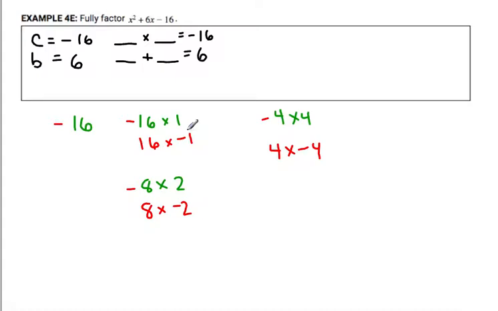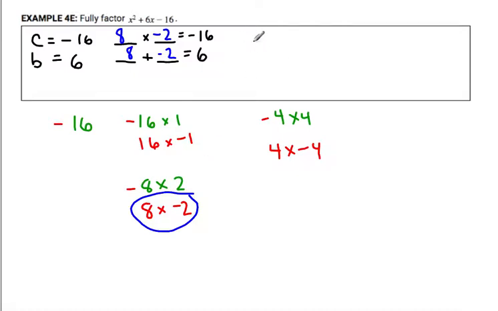So think about that. Which set here is going to add to give me positive 6? Negative 16 plus 1 gives me negative 15. That's not going to work. Positive 16 plus negative 1, that gives me positive 15. Negative 8 plus 2 gives me negative 6, which is really close. Positive 8 plus negative 2, that's my proper option. Positive 8 plus negative 2 gives me positive 6. So my two numbers are 8 and negative 2.